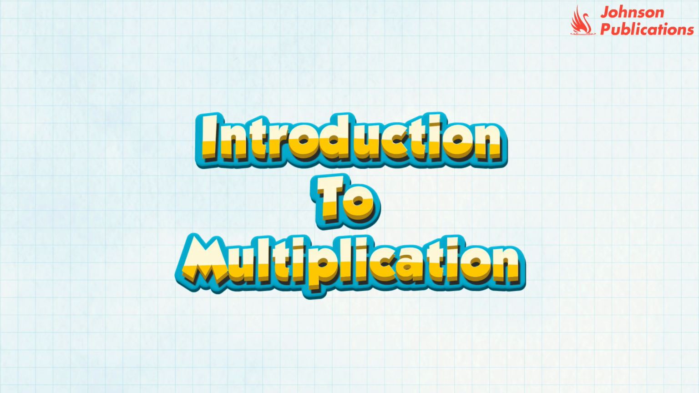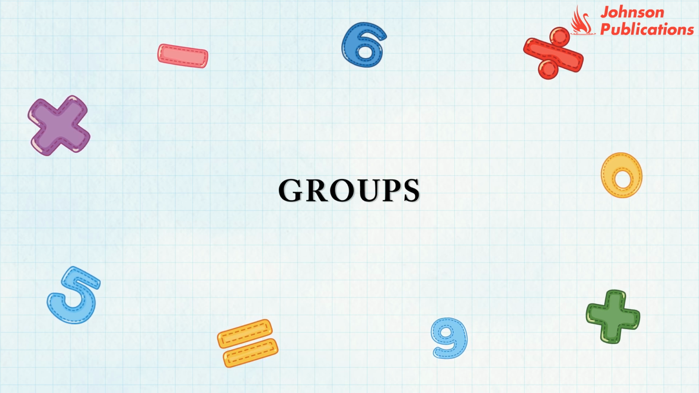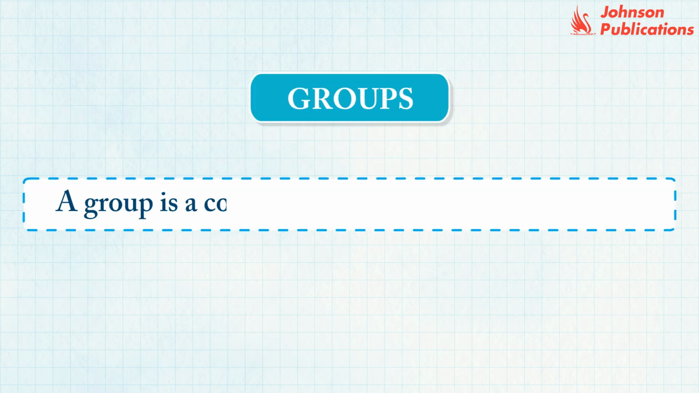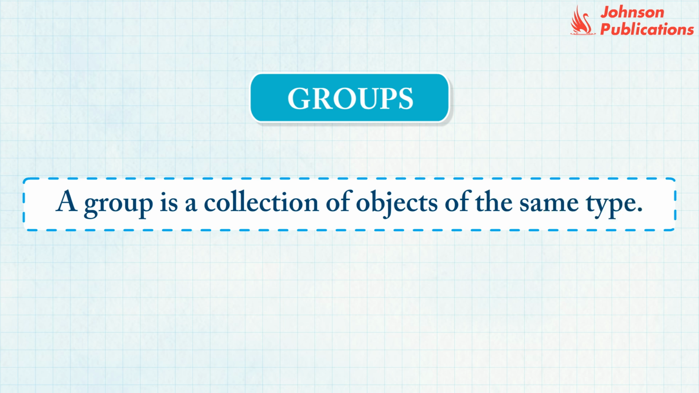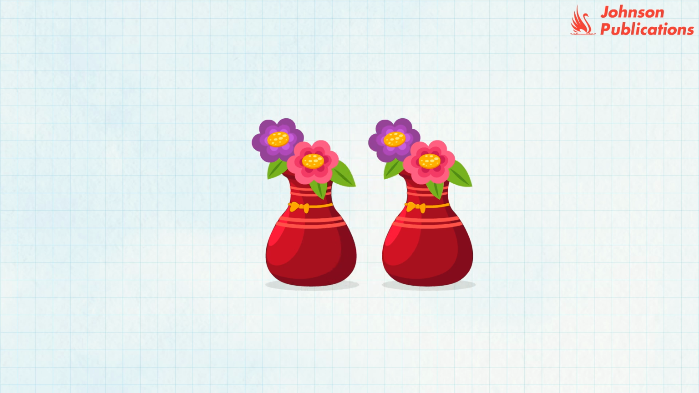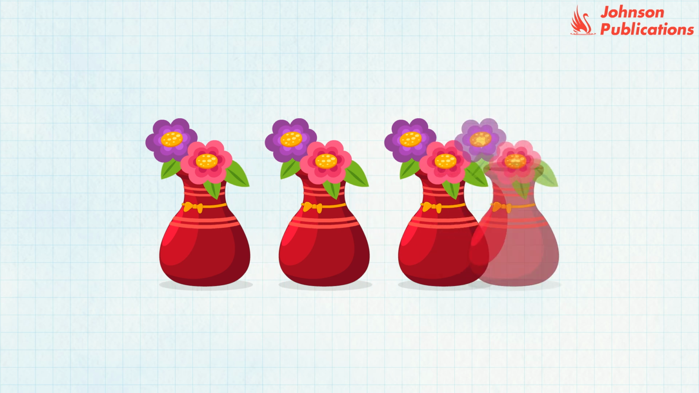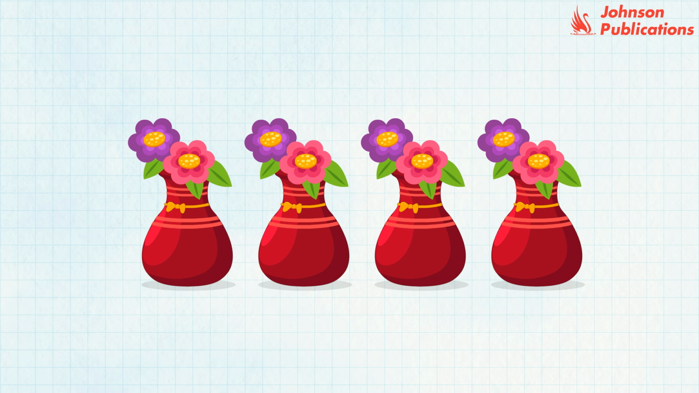Introduction to multiplication. Groups. A group is a collection of objects of the same type. This is one group of two flowers. These are two groups of two flowers each. These are three groups of two flowers each. These are four groups of two flowers each.